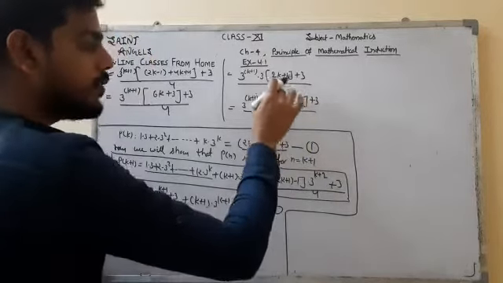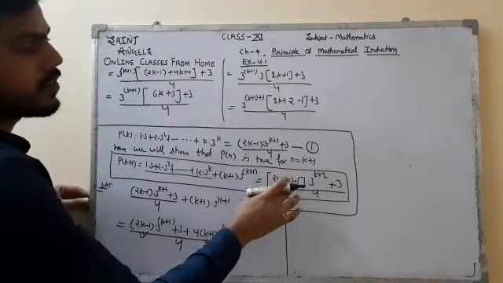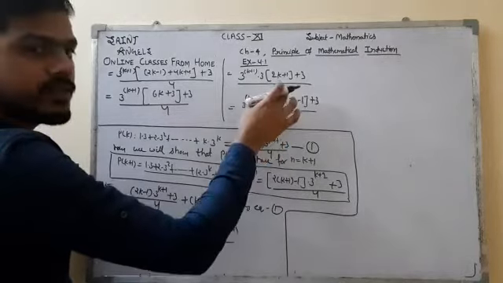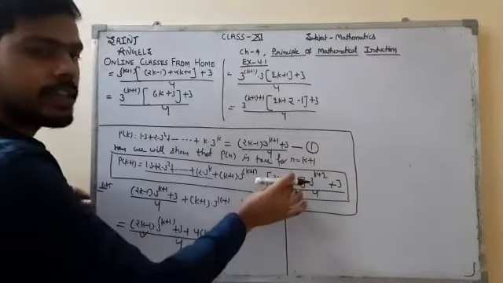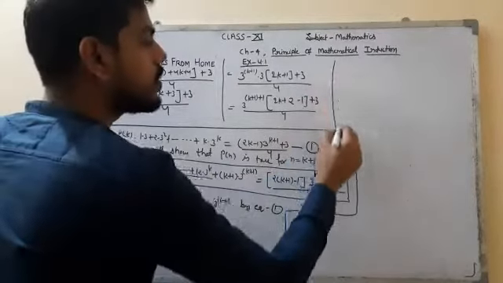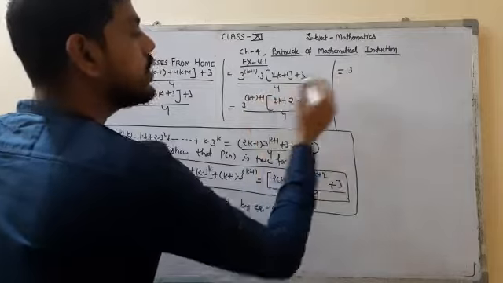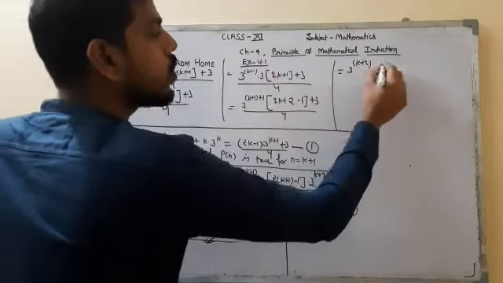Why have I done it? Because on the RHS side I am getting 2k plus 1 minus 1. So if I add 1 and subtract 1, here I can take 2 as common, then this expression will be the same as that. That's why I have added 1 and subtracted. So from here it will become 3 raised to k plus 2, and take 2 as common from here.